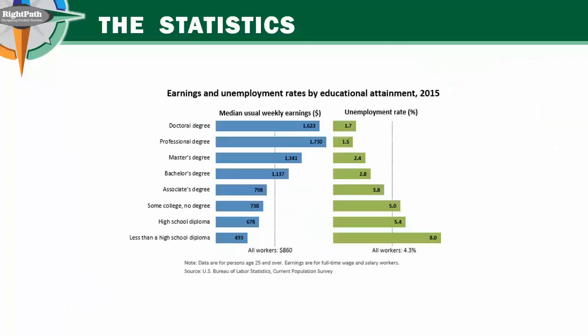Another interesting thing to look at is the association between salary and educational degree, as well as what the unemployment rates are for those educational degrees. The United States Bureau of Labor Statistics has a chart that shows not only the earnings by degree, but also the unemployment rate based on that degree. As you can see, the unemployment rate increases with a lesser educational degree, as you would expect, and the salary and wages increase as you attain a higher degree.